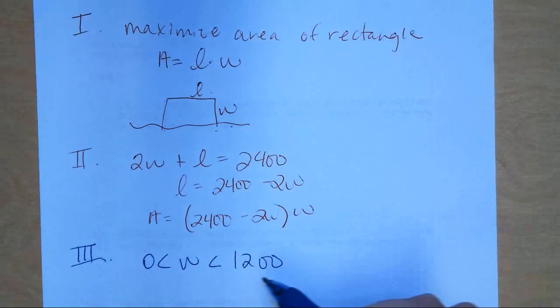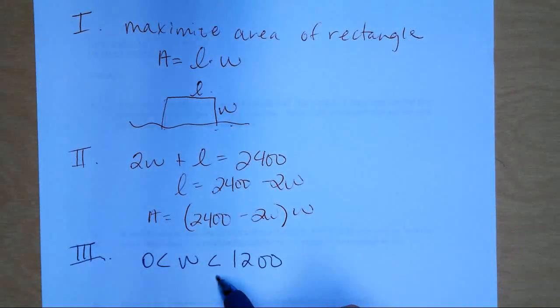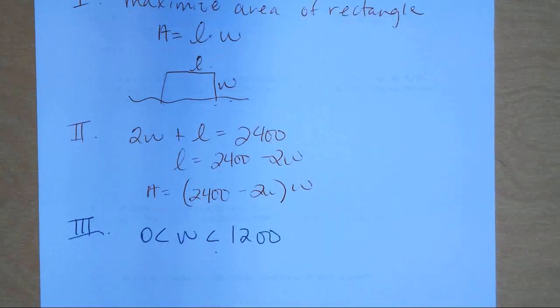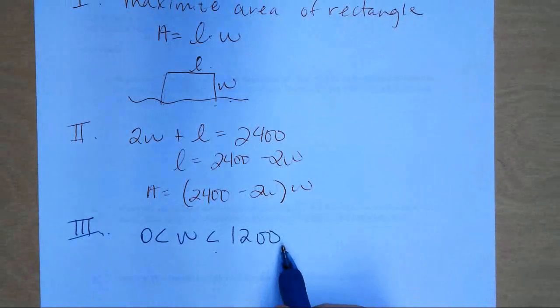That's why there's no equal sign here. W can't be 1,200, but it can be really close to 1,200. Okay, that's step 3. Notice that we have an open interval, so we're going to use the first or second derivative test for this.